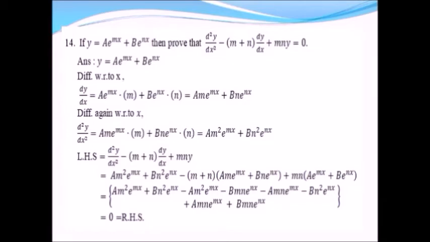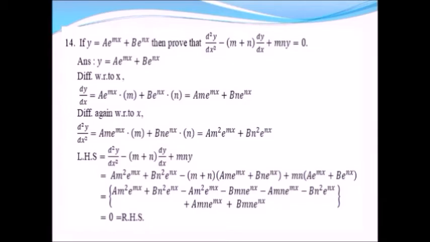Now once again you differentiate to find the double derivative, that is differentiation of dy by dx is d square y by dx square is equal to, now am is a constant, differentiation of e to the power mx is e to the power mx into m, plus bn is a constant, differentiation of e to the power nx is e to the power nx into n. Simplify, you will get a m square e to the power mx plus b n square e to the power nx.